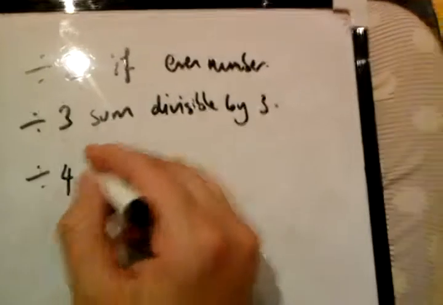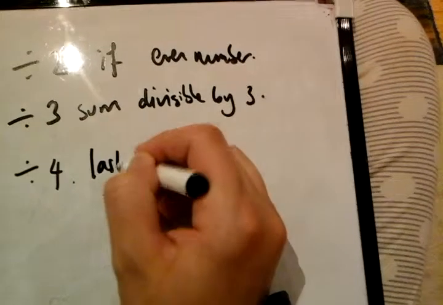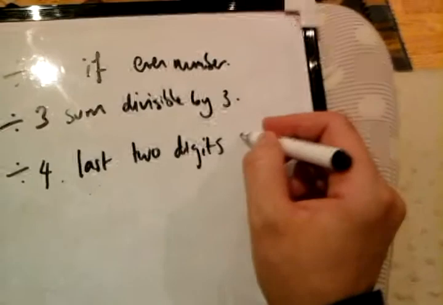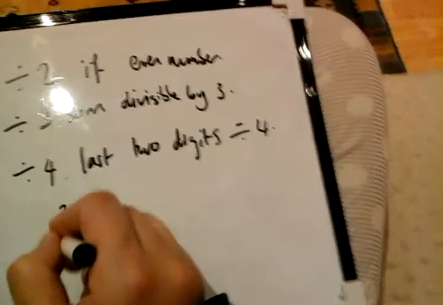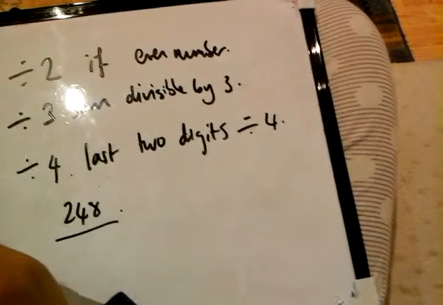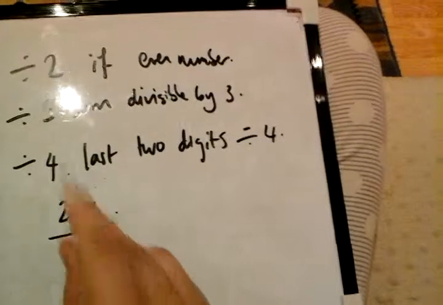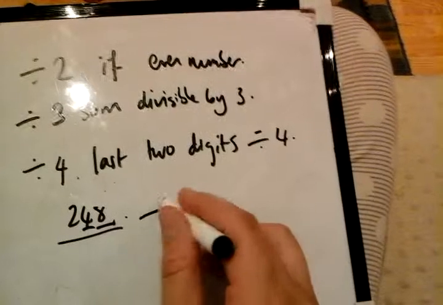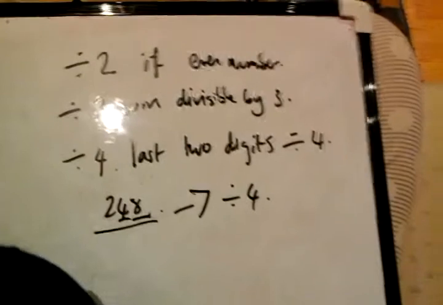Divisible by 4 if the last 2 digits are divisible by 4. So the last 2 digits can be divided by 4. So in the example they're giving you 248, right, as an answer. And you check if the last 2 digits, so the 4 and 8, can be divided by 4. Yes, they can. 4 can be divided by 4 and 8 can be divided by 4. So that means this whole number can be divided by 4.